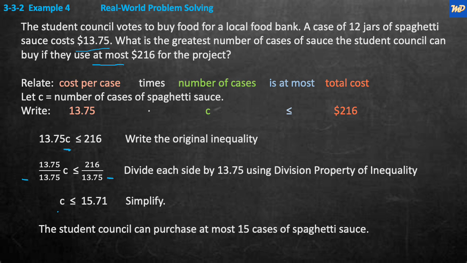It has to be less than that amount, and it has to be a whole case. They're not buying partial cases, right? This is real world. When you're in the real world, you don't get part cases or half a car or half an orange kind of a thing, right? So the student council can purchase at most 15 cases of spaghetti sauce.